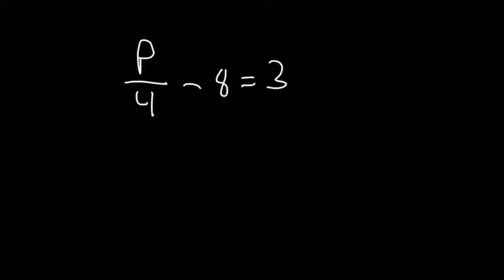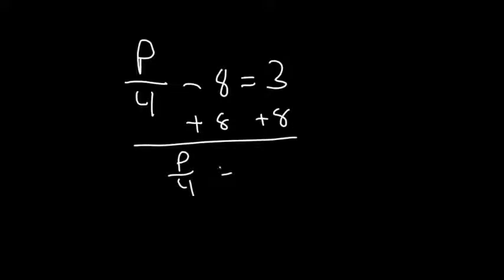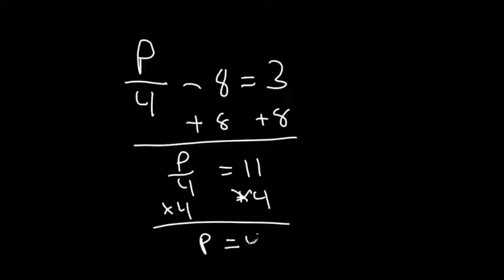Alright, so let's do another one. Again, I have p divided by 4 minus 8 equals 3, so I need to get rid of the subtraction first. The opposite of minus 8 is adding 8 to both sides. So I'm left with p divided by 4 equals 3 plus 8, which is 11. Now I've got to get rid of the divide by 4, so the opposite of dividing by 4 is multiplying by 4. So I'm going to be left with p equals 44.